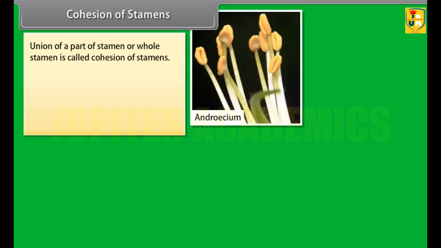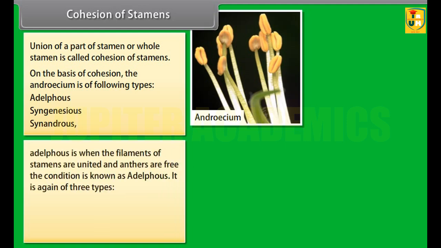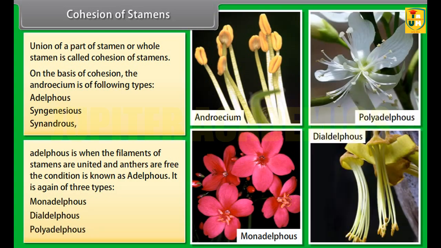Cohesion of stamens. Union of a part of a stamen or the whole stamen is called cohesion of stamens. On the basis of cohesion, the androecium is of the following types: adelphous, syngenesious, synandrous. Adelphous is when the filaments of stamens are united and anthers are free. It is again of three types: monadelphous, didelphous, polyadelphous.